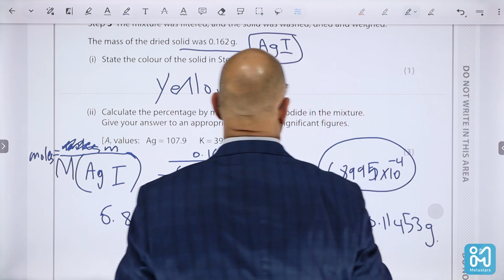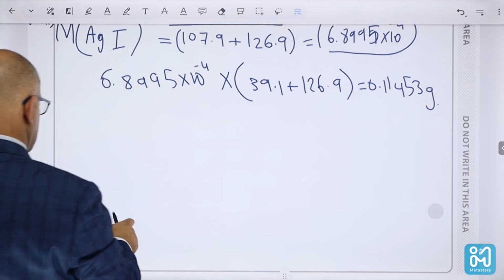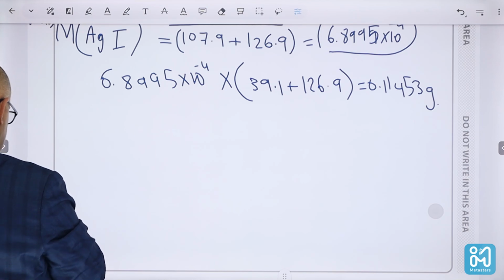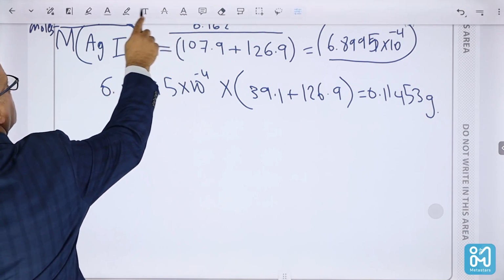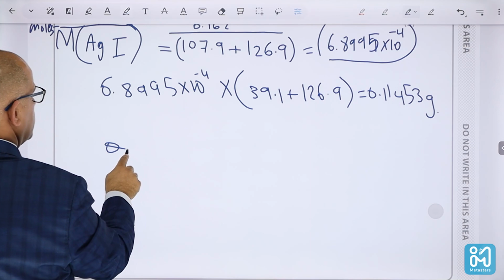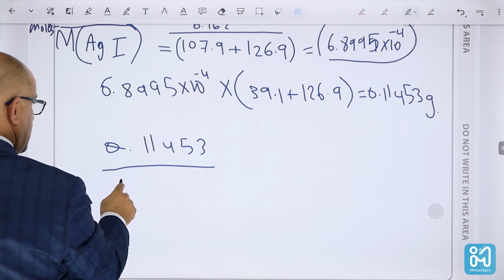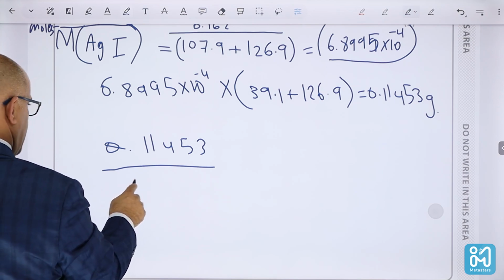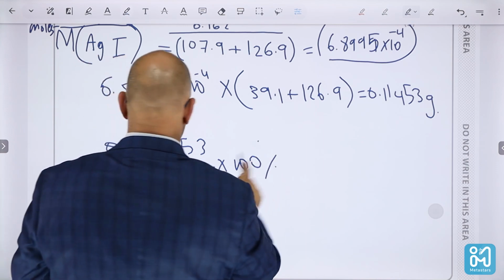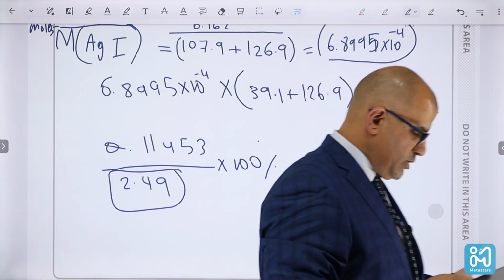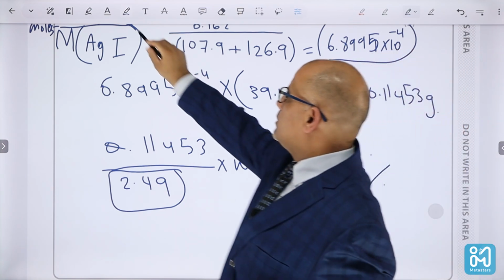So this will give us around 0.11453 grams. And then after that, you divide this value, 0.11453, over the total mass, which is 2.49, times 100%. That's the original mass of both salts of the mixture, and this will give us 4.6%.